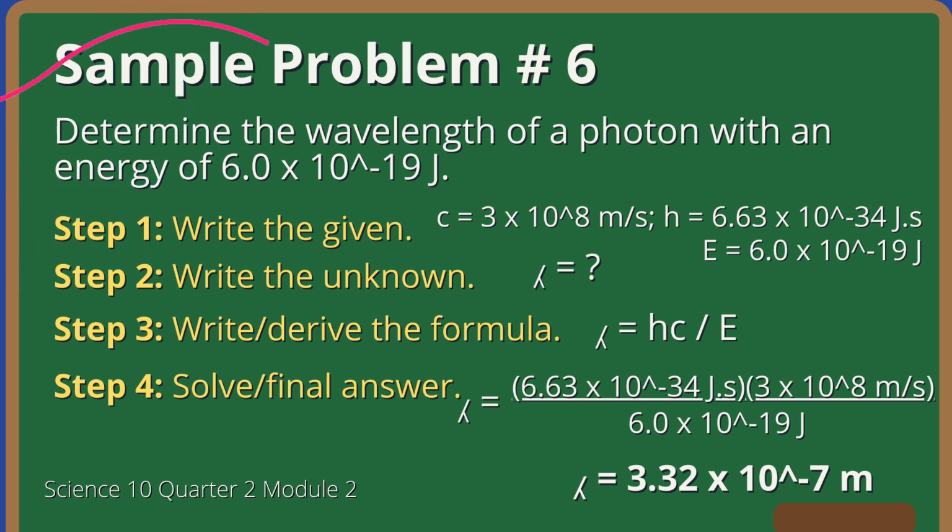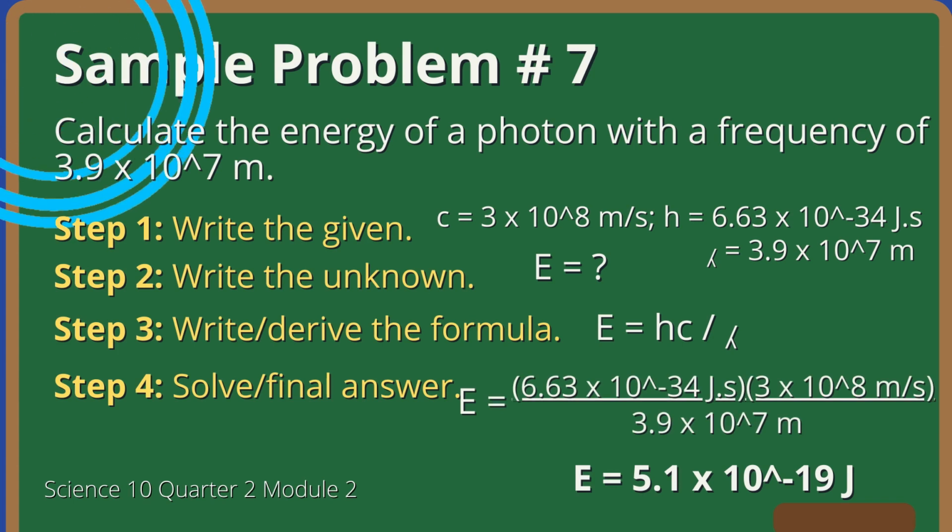Step 2. Write the unknown. Lambda is equal to blank. Step 3. Write or derive the formula. Lambda is equal to h times c divided by E. Step 4. Solve for the final answer. Lambda is equal to 6.63 times 10 to the negative 34 joules second times 3 times 10 to the 8 meters per second divided by 6.0 times 10 to the negative 19 joules. Final answer, lambda, the wavelength, is equal to 3.32 times 10 to the negative 7 meters.